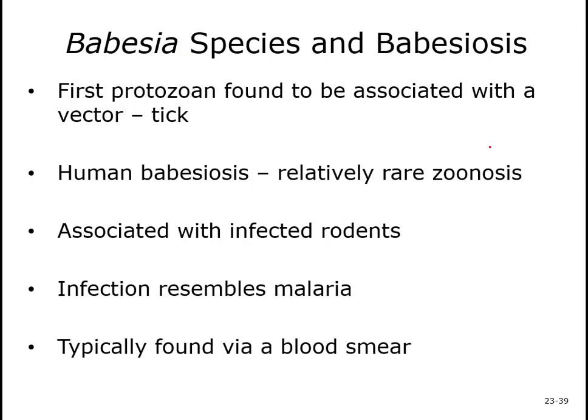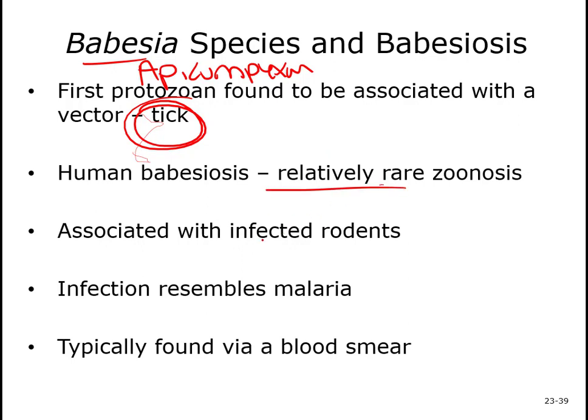Our final protozoal disease is Babesia. Now this is a new disease, so it's here at the very end. It's also an apicomplexan. This is the first ever protozoa found to be spread by a tick. And I know you're going to freak out, but it is actually spread by the same tick that spreads Lyme disease. So it is a newer disease, and as of right now, it's relatively rare. It's associated with rodents because the tick picks up the disease from the rodent.